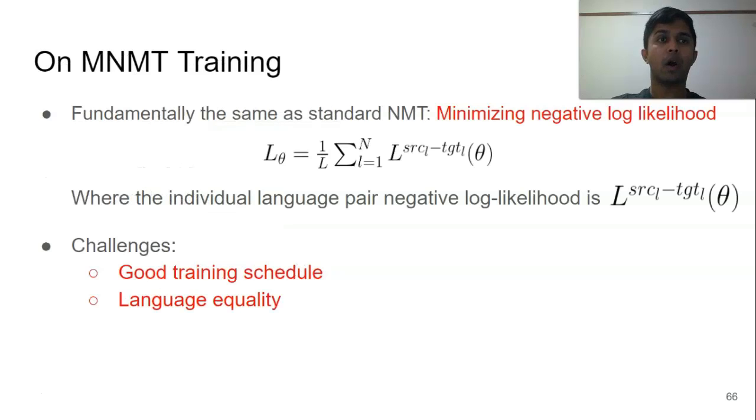We already know how to train a neural machine translation model. What we do is, for a particular parallel corpus, we feed it to the model and then minimize the negative log likelihood for that particular language pair. In a multilingual setting, we simply feed parallel corpora for all language pairs and minimize the average of the negative log likelihood over all languages or all translation directions involved. The challenges here are finding a good training schedule and focusing on language equality.